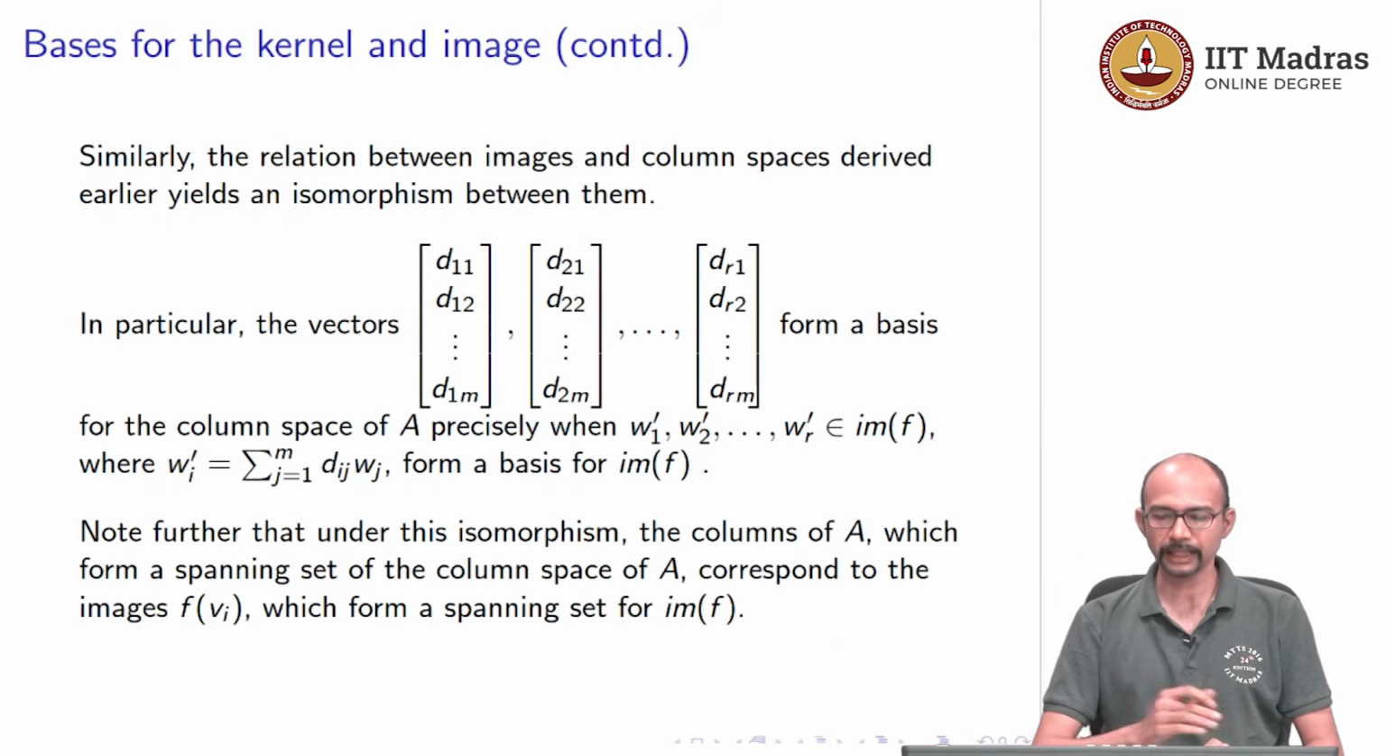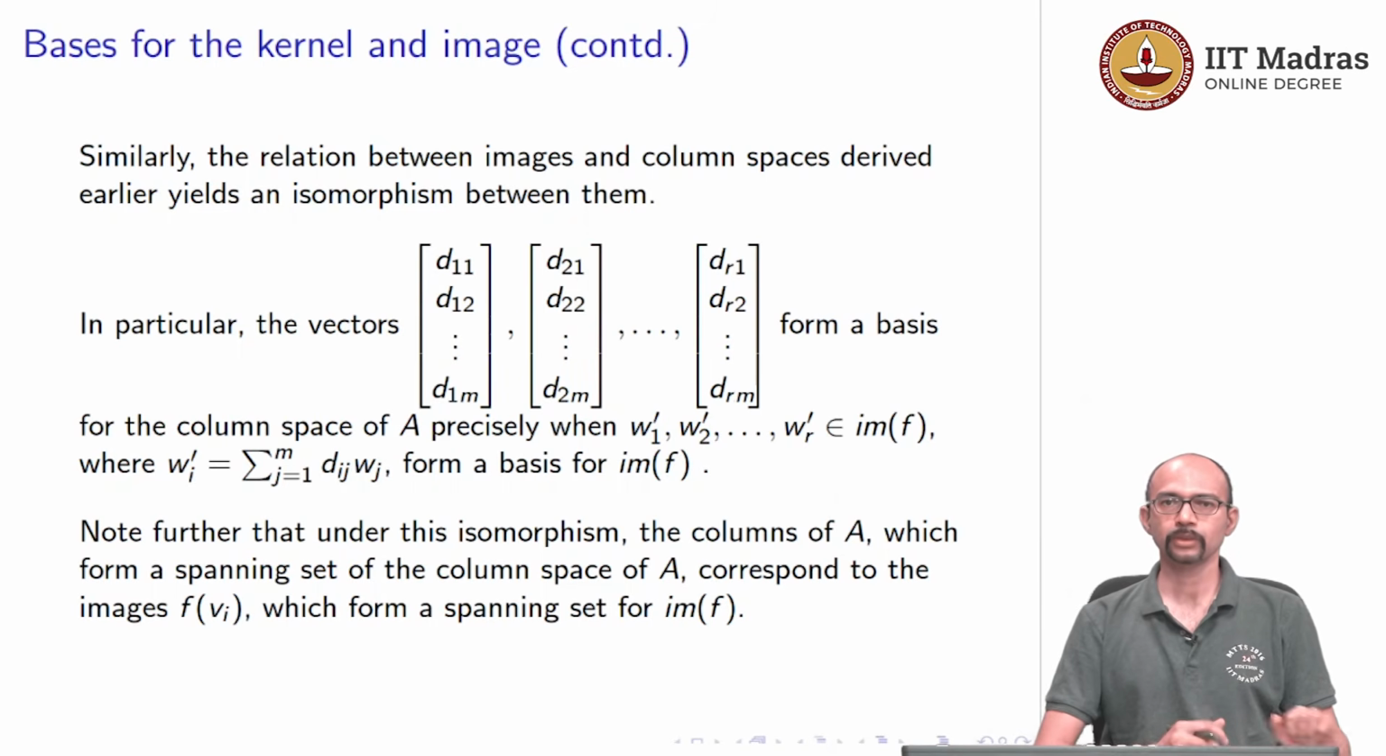So, now what this is telling us is, once we know those columns which form a basis for the column space, you look at the corresponding linear combinations of the Wj's, and that will give you a basis for the image of F.